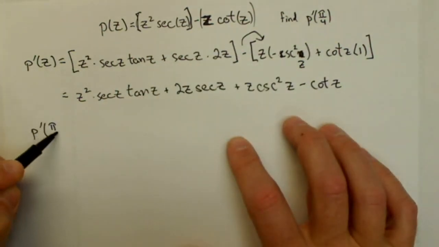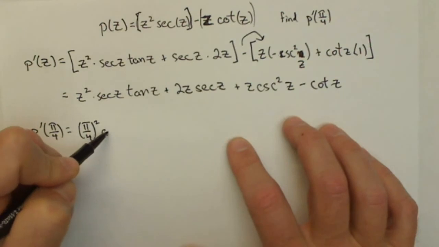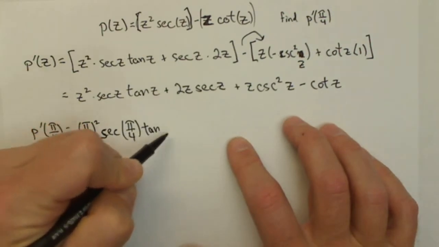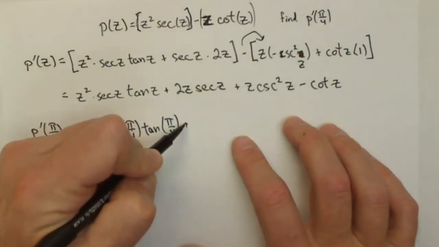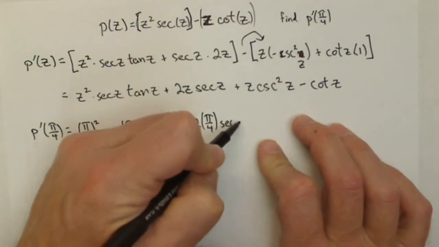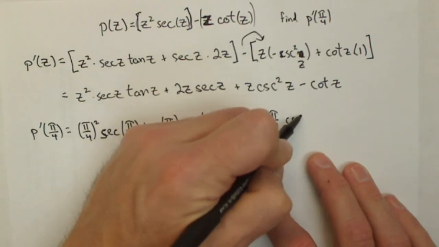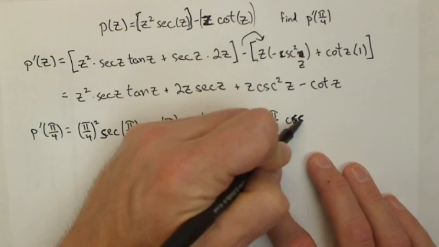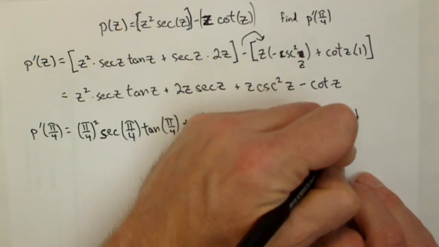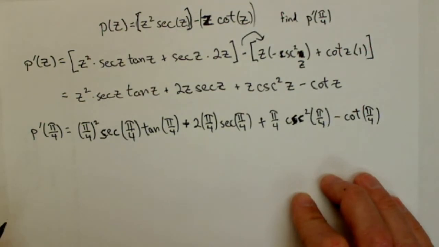But let's go ahead now and calculate our p prime of pi over 4. So we have pi over 4 squared secant of pi over 4 tangent of pi over 4 plus 2 times pi over 4 secant of pi over 4 plus pi over 4, that should be a cosecant, not a cosine, excuse me, cosecant squared of pi over 4 minus cotangent of pi over 4.